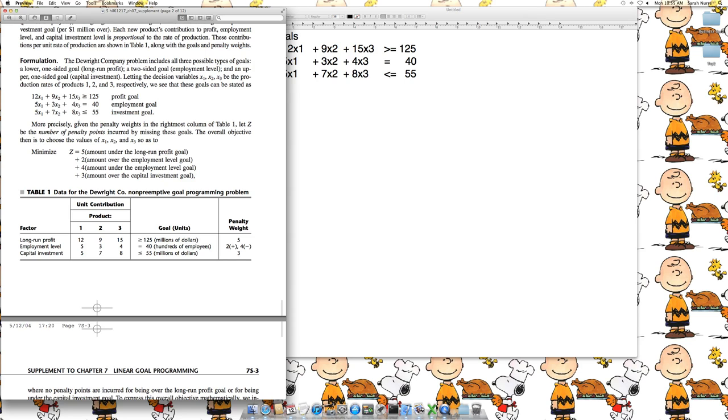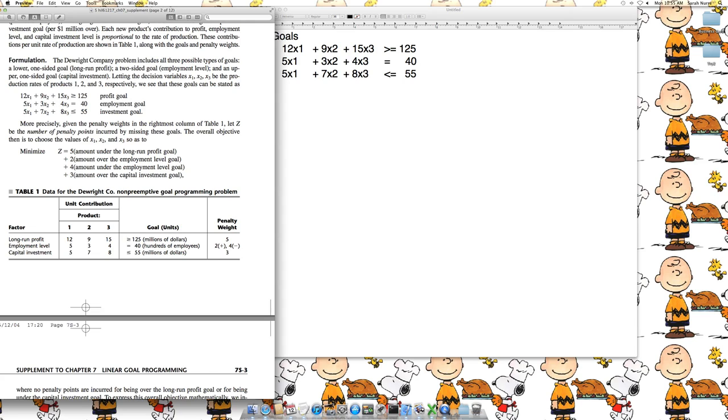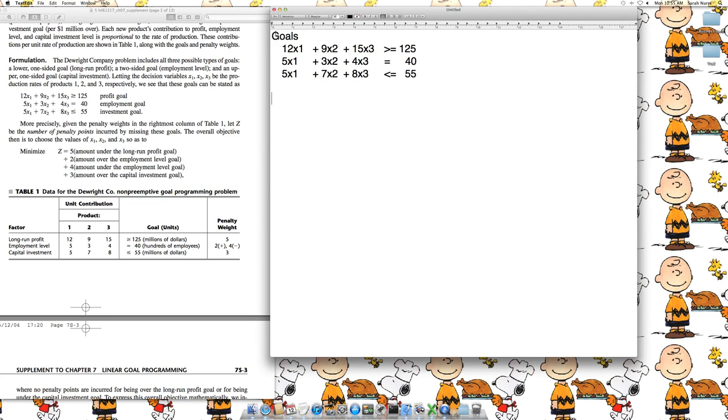All I've done is take these three goals and put them into a text editor here. When you read through it, you realize they don't have any constraints on these particular variables. They only care about the goals. And so with that, I'm going to take these goals and formulate it first as a goal programming formulation.